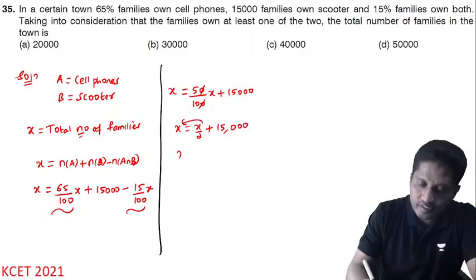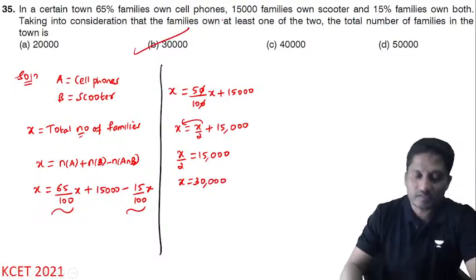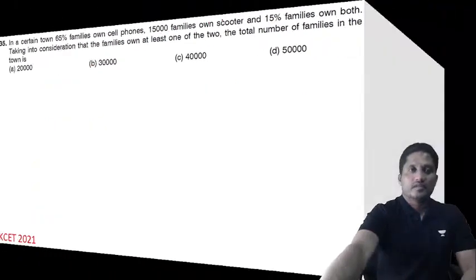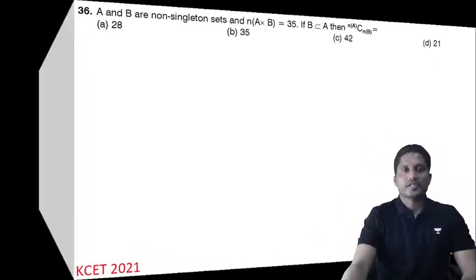X minus X by 2 is X by 2. X by 2 is equal to 15,000. And if I cross multiply, X is equal to 30,000. The total number of families is 30,000. Answer is option B. Let's move to the next question.